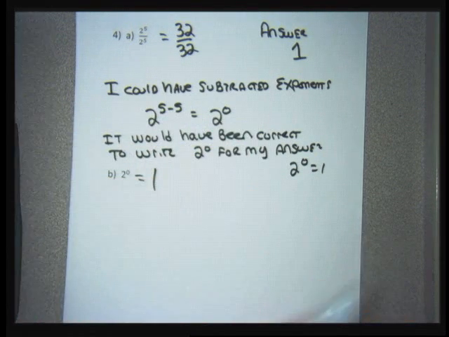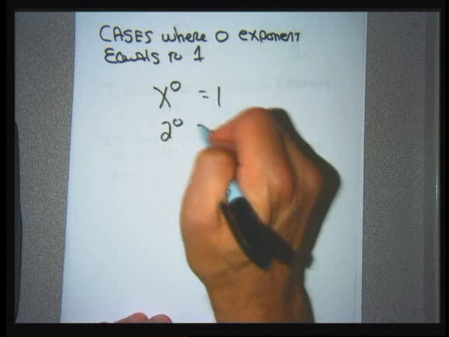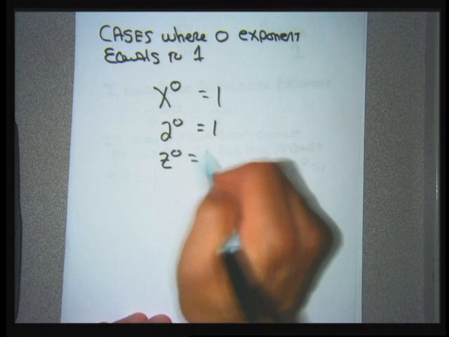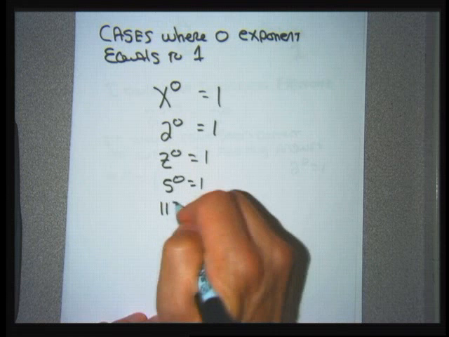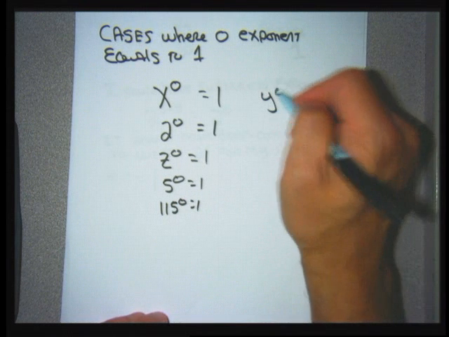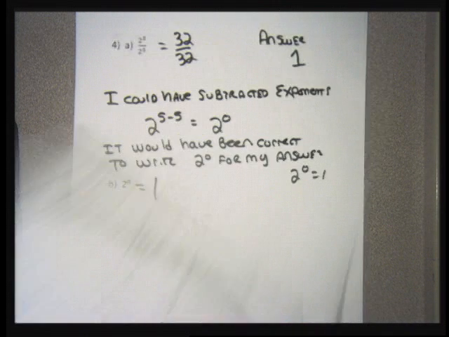So that's the next case, just a generic number. 2 to the 0 is going to be 1. And I can expand these, like z to the 0 would be 1, and 5 to the 0 would be 1. 115 to the 0 is going to be 1. And y to the 0 is going to be 1. So a single letter without a negative sign and a single positive number to the 0 power, they're all going to equal 1.